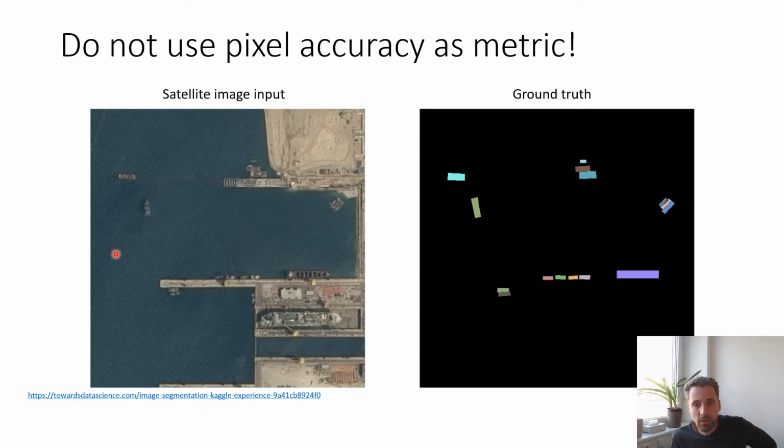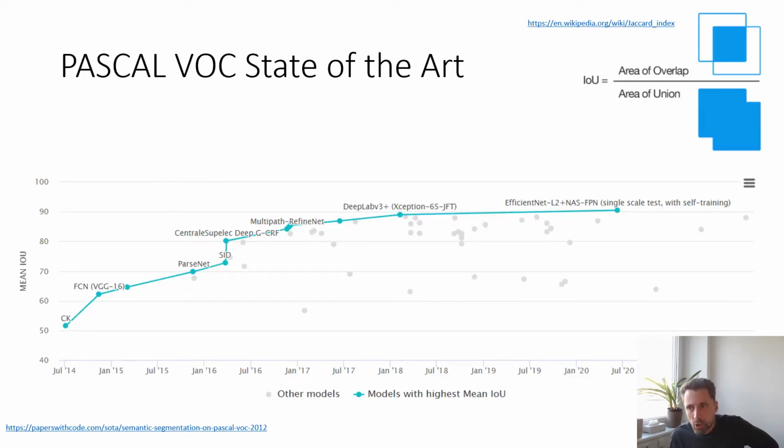For example, here in this task, we have a satellite image as an input, and we want to segment out those ships and boats. But since almost the entire image is background, even producing a black output will produce quite high accuracy values, so that's kind of misleading. What you should be doing, and what people usually do in segmentation, is a measure called IOU, or intersection over union.